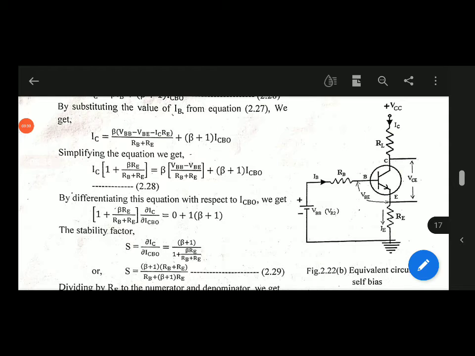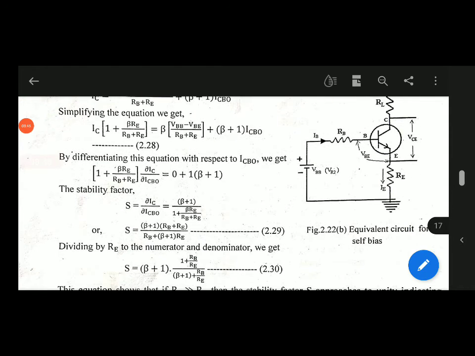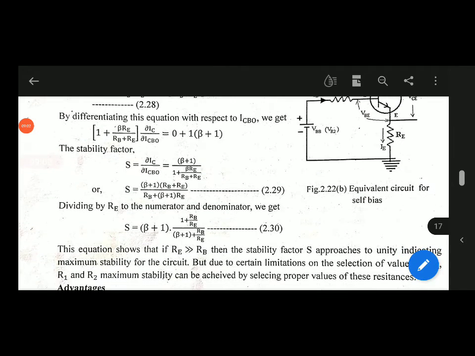The stability factor S is equal to del IC upon del ICBO, which is equal to (beta plus 1) divided by (1 plus beta RE divided by RB plus RE). So the stability factor S is equal to (beta plus 1)(RB plus RE) divided by RB plus (beta plus 1) RE. Dividing the numerator and denominator by RE, we get S is equal to (beta plus 1) (1 plus RB upon RE) divided by (beta plus 1 plus RB upon RE).